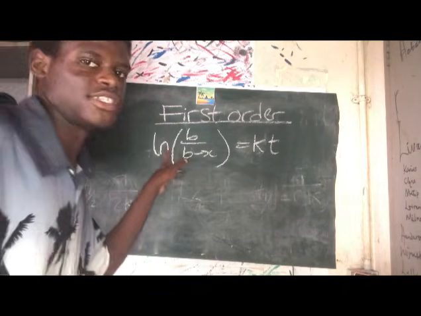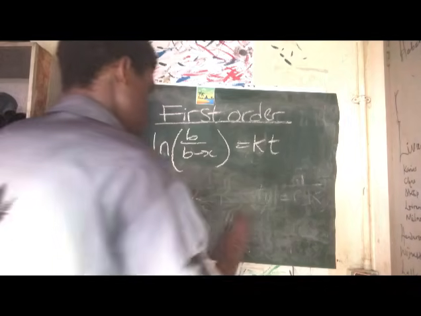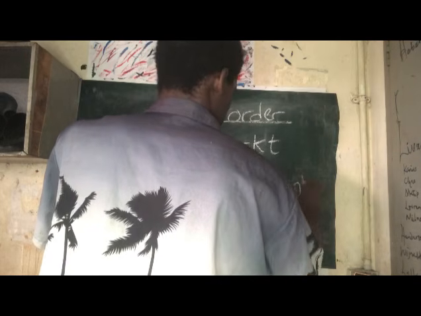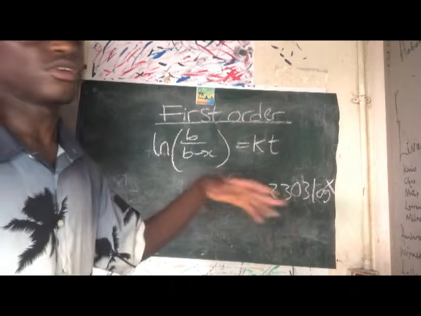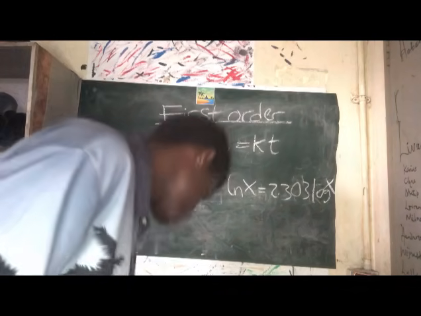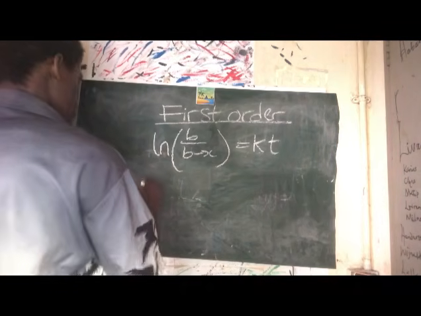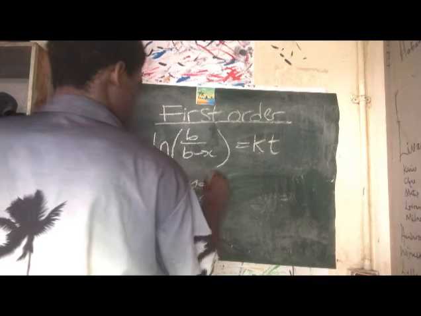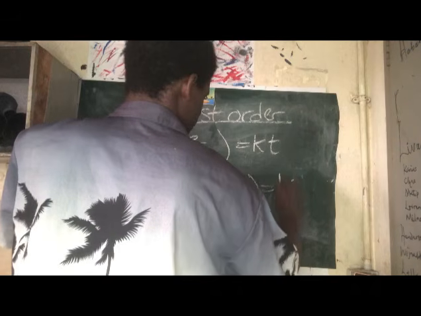And we want to change this ln to log. Don't forget that I said it in one of my videos in thermochemistry that ln x is equal to 2.303 log x. You should know this, and this is how to convert ln and log. So we are going to be using that. So let's say we have ln b over b minus x, that will be 2.303 log b over b minus x is equal to kt.